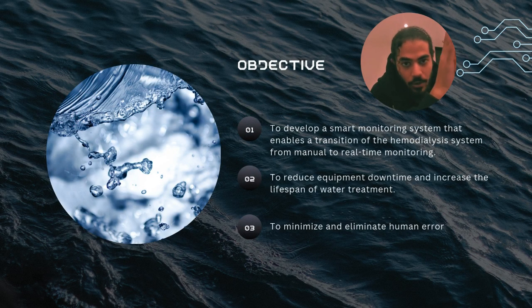Going to the objectives, we have three main objectives. The first is to develop a smart monitoring system that enables the transition of the hemodialysis system from manual to real time, which means instead of the personnel or worker going every time to take the records manually, this will be automated and sent to the needed person.